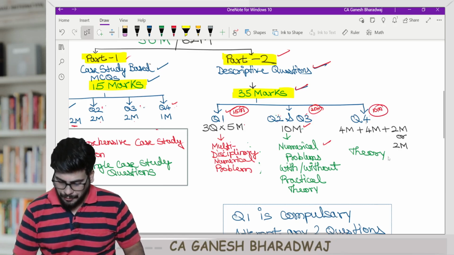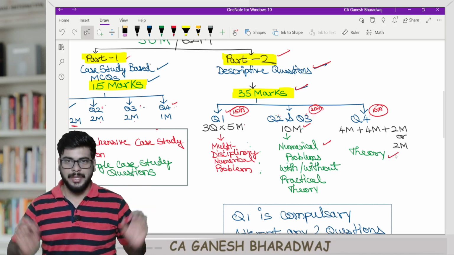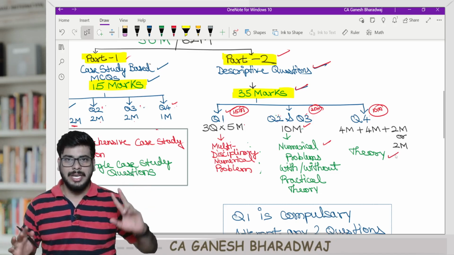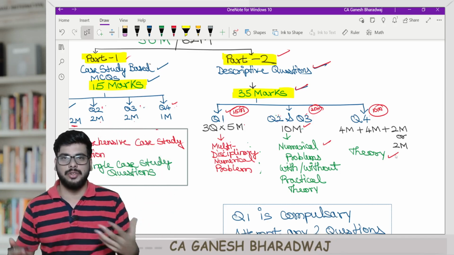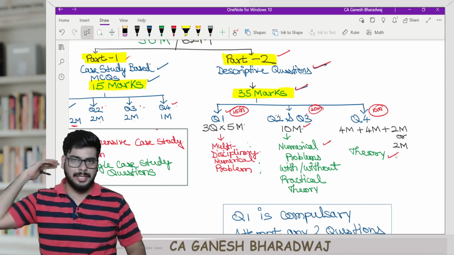This question number 4 is a full theory question. It's a pure theory question. It can come from any of the 2 theory chapters, predominantly from any of the 2 theory chapters. It can also come from any other chapter as well.